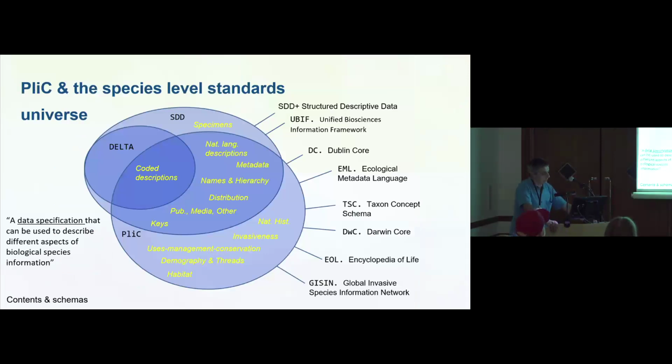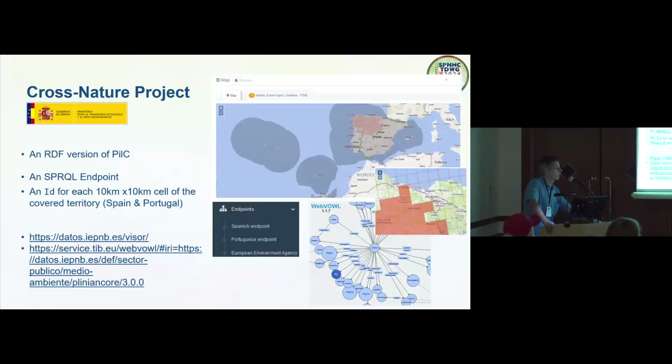So, Plinian Core in the landscape of the TDWG standards. There are a few data specifications dealing with species-level information, such as DELTA, the structured descriptive language, and in that realm also plays Plinian Core. Plinian Core is different from the others in the sense that it covers not just biological information, but also other aspects related to the species, such as legislation, uses or management. It reuses a number of terms from other standards, such as Darwin Core, Dublin Core, EOL, and some others. And with this, I move quickly into the real-world cases.